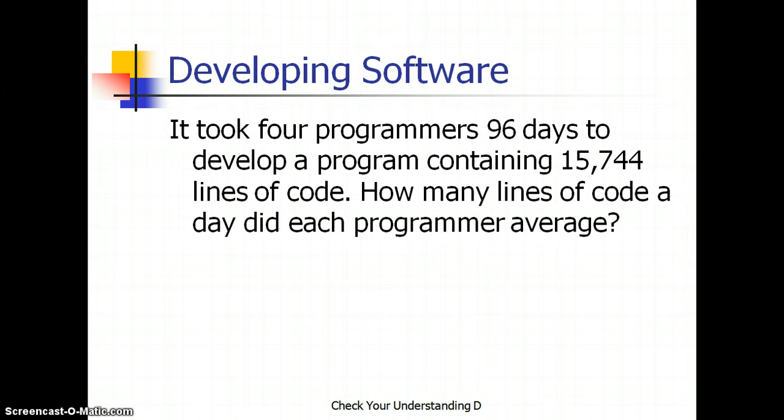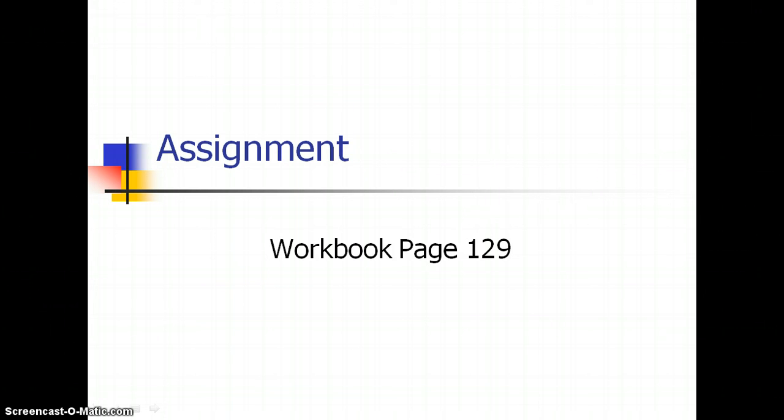Finally, one more example. Easy stuff. This one's 15,744 lines of code, taking 96 days to make it. How many lines of code did each programmer average per day? So you're going to do 15,744 divided by the 96, divided by 4. Each programmer did approximately 41 lines of code in a day, which is really good. That doesn't happen too often.